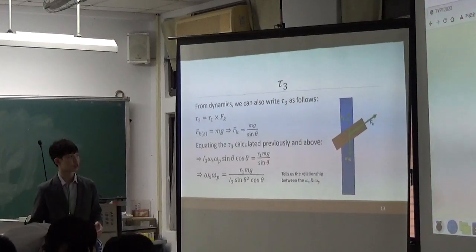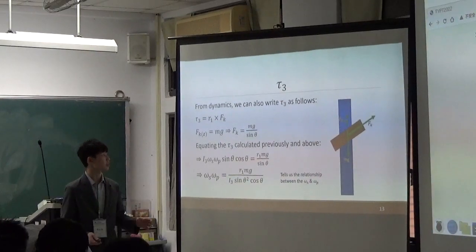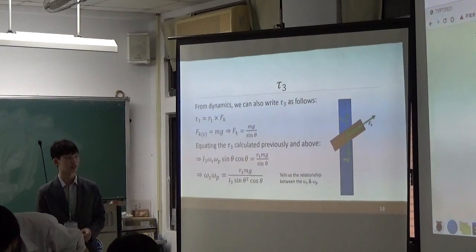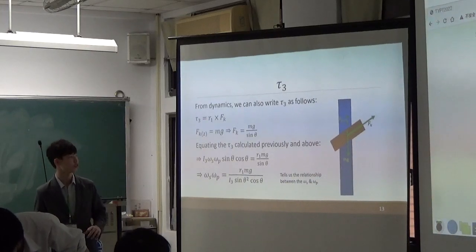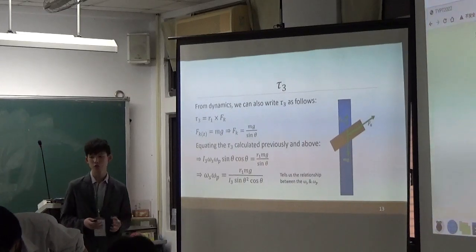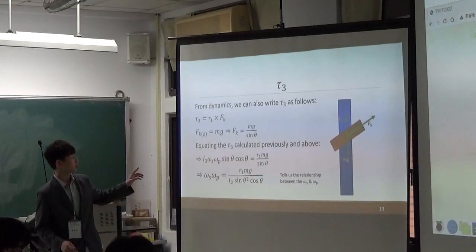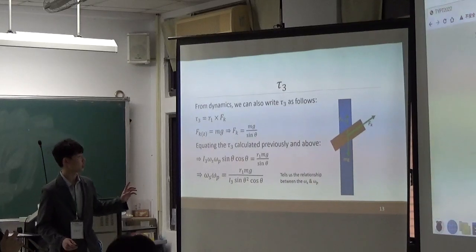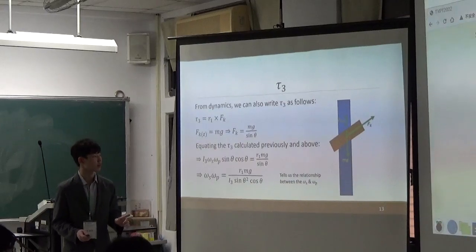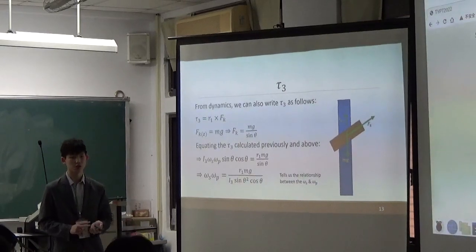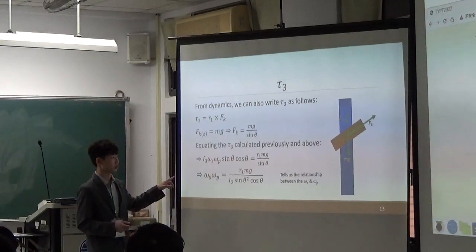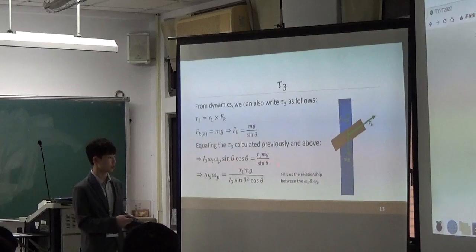From the dynamics, we can also write tau 3 as R1 cross Fk, where Fk is the kinetic friction force. When the ring reaches its terminal velocity, its forces should be in equilibrium. So at terminal velocity, the vertical component of Fk sine theta equals mg, which makes Fk equal to mg divided by sine theta. And because we have 2 equations that both represent tau 3, we can calculate the equation here.